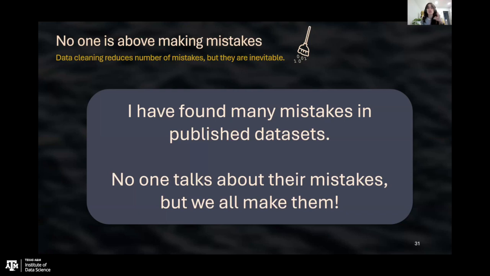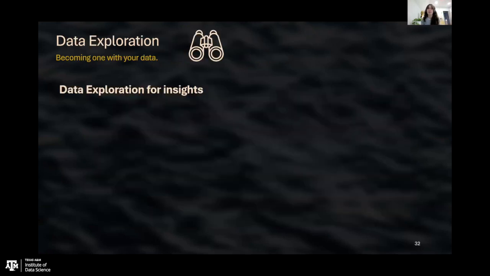So whenever you do find yourself in that position where you've made a mistake, I'm here to tell you that we all have as well. And don't beat yourself up over it. It's part of the process. We're dealing with a lot of data.